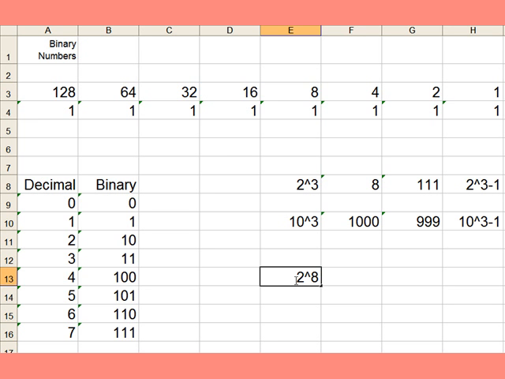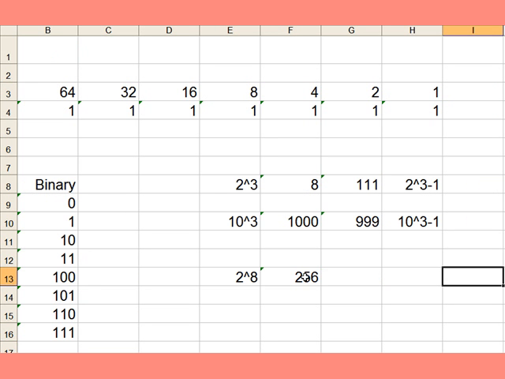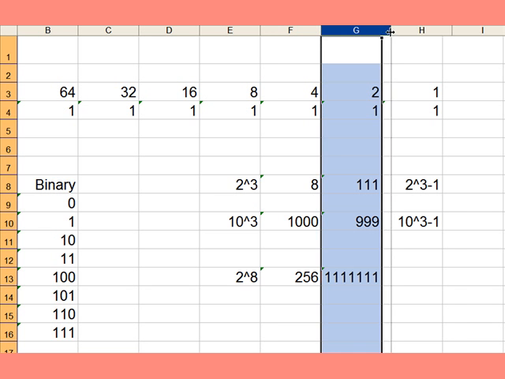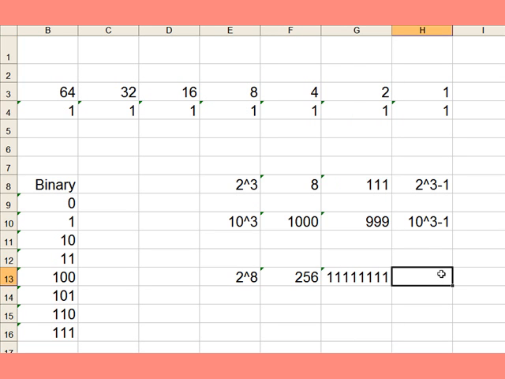2 to the power of 8 is how many different numbers we can represent, and I just happen to know that 2 to the power of 8 is 256. And if we think of it as what is the largest value we can represent there, 1111 1111, 8 ones. I needed just a little more space there. That would be 2 to the power of 8 minus 1, which is, in decimal, 255.